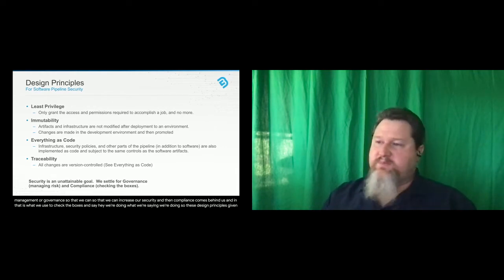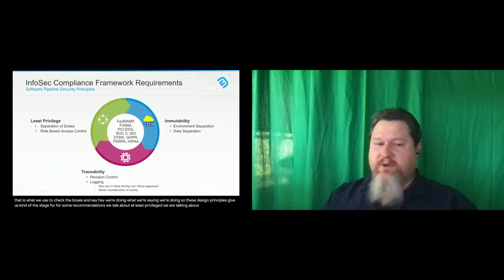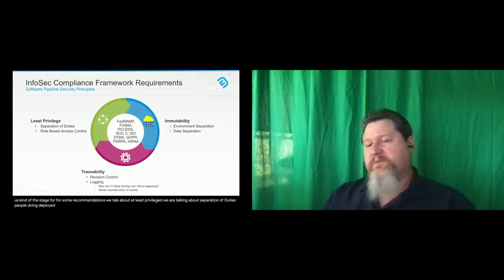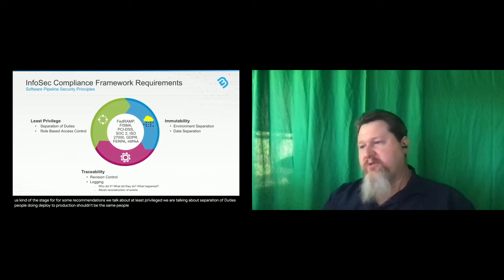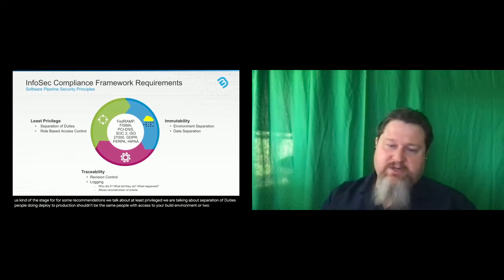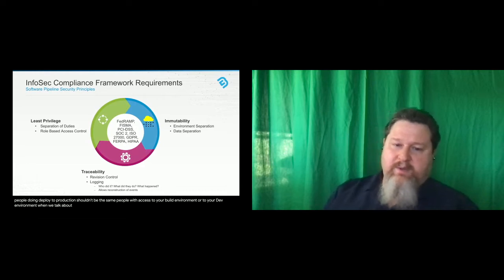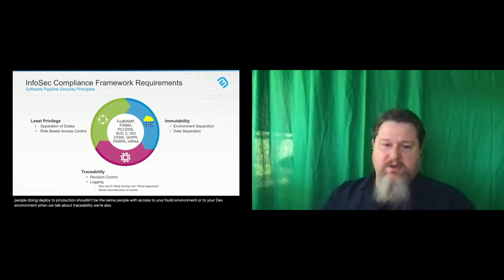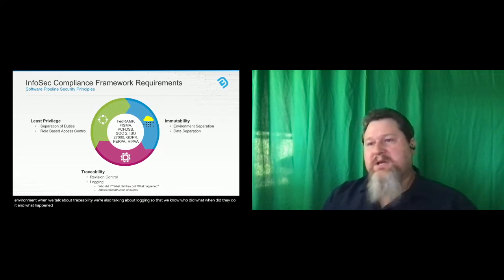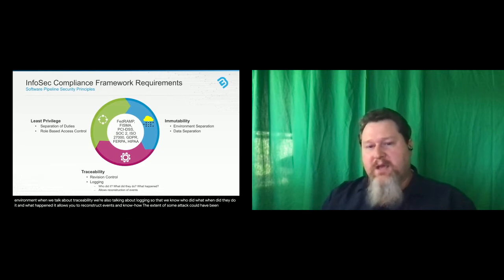When we talk about least privilege, we are talking about separation of duties. People doing deploys to production shouldn't be the same people with access to your build environment or your dev environment. When we talk about traceability, we're also talking about logging so that we know who did what, when they did it, and what happened. It allows you to reconstruct events and know what the extent of some attack could have been. And then when we talk about immutability, it also lends itself to separating environments.